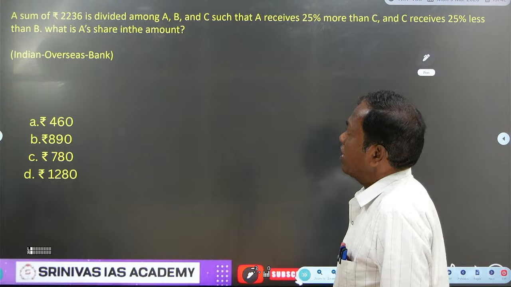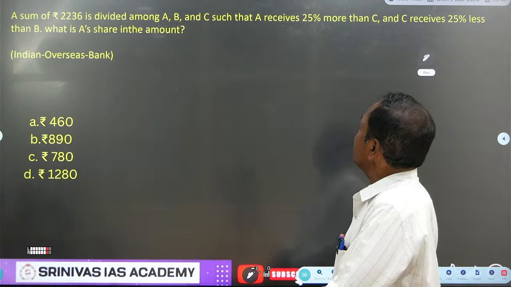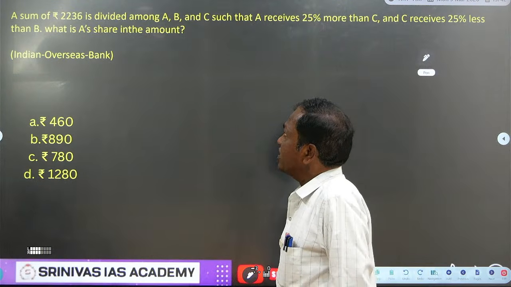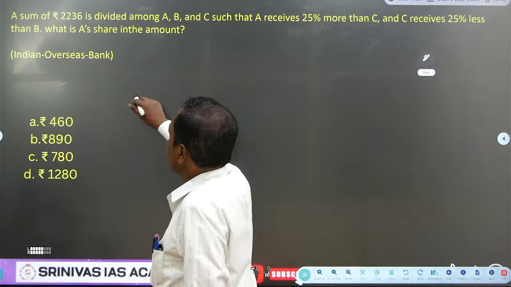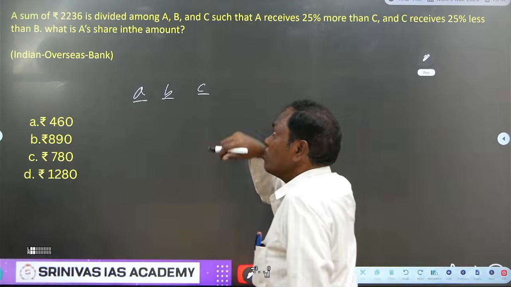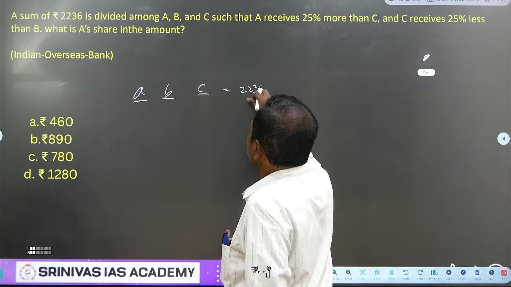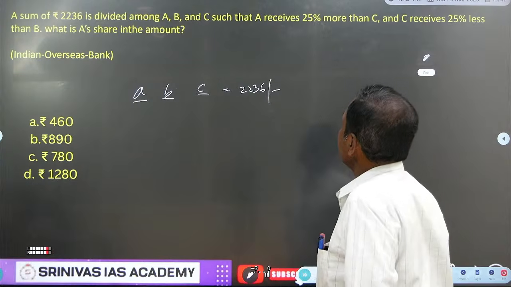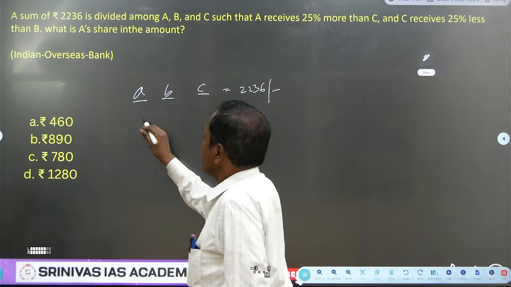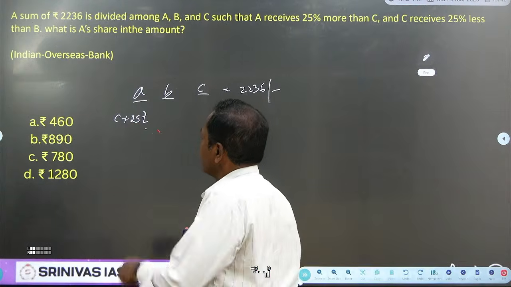Next one. A sum of rupees 2,236 is divided among A, B and C such that A receives 25% more than C and C receives 25% less than B. What is A's share in the amount? There are three people. You write A, B and C. What is the total money given? 2,236. Right. Now, see, A receives 25% more than C. C plus 25%. Okay, we can write like that.